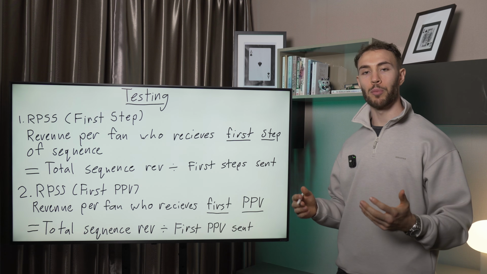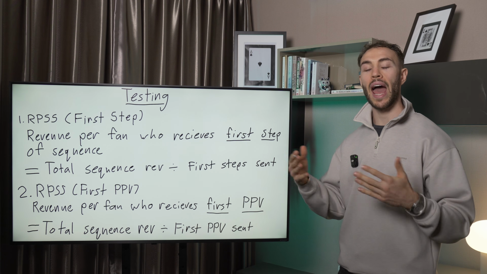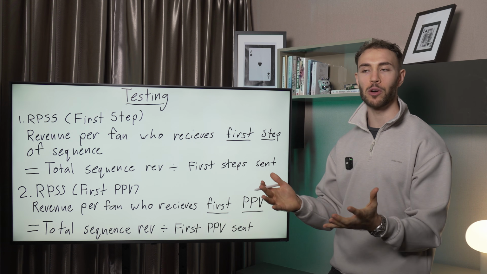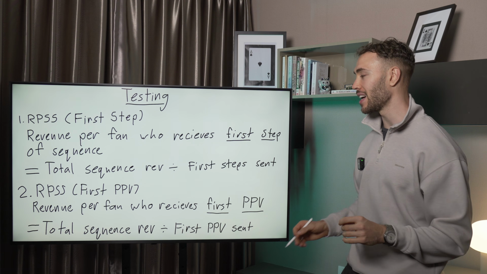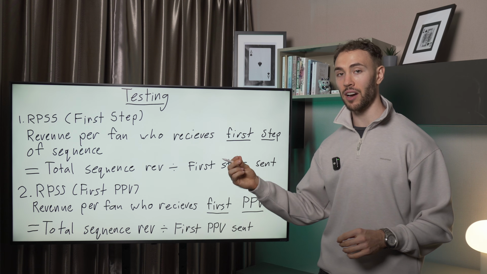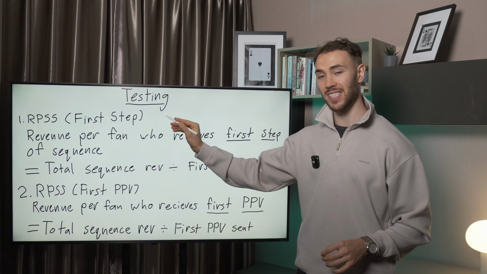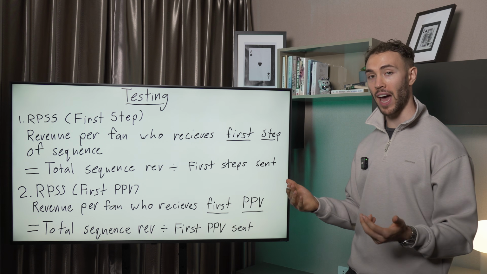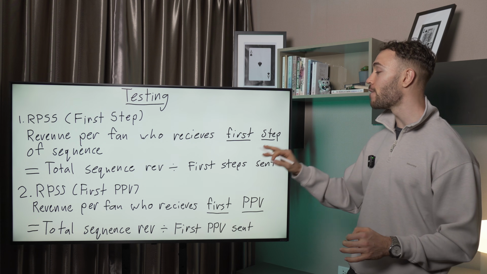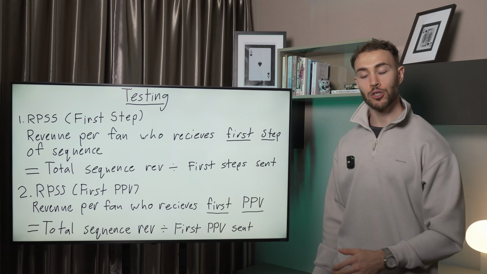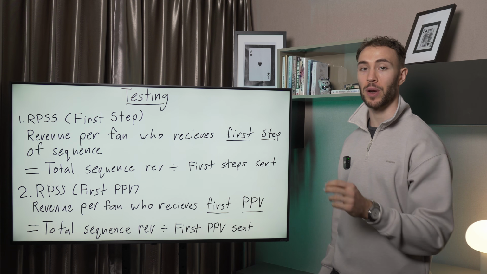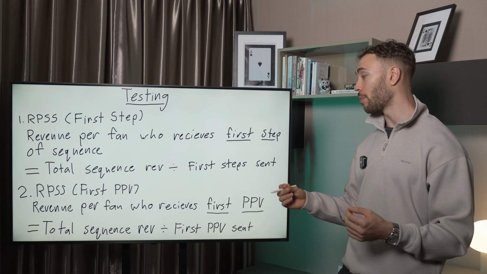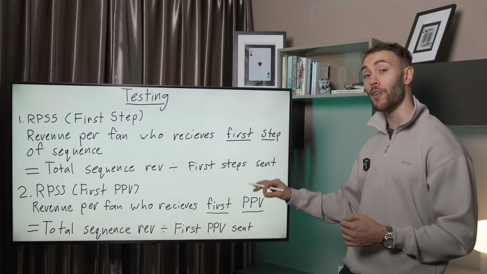So what are the data points that I look at to determine how a sequence is performing? Well, there's 2 that I use for the overall sequence effectiveness. The first being revenue per sequence started, starting from the first step. Basically, this means how much revenue do we make per fan on average who receives the first step of the sequence. So from the start of the transition, if that's where your sequence starts. The formula for that is the total sequence revenue divided by the number of times you sent the first step.